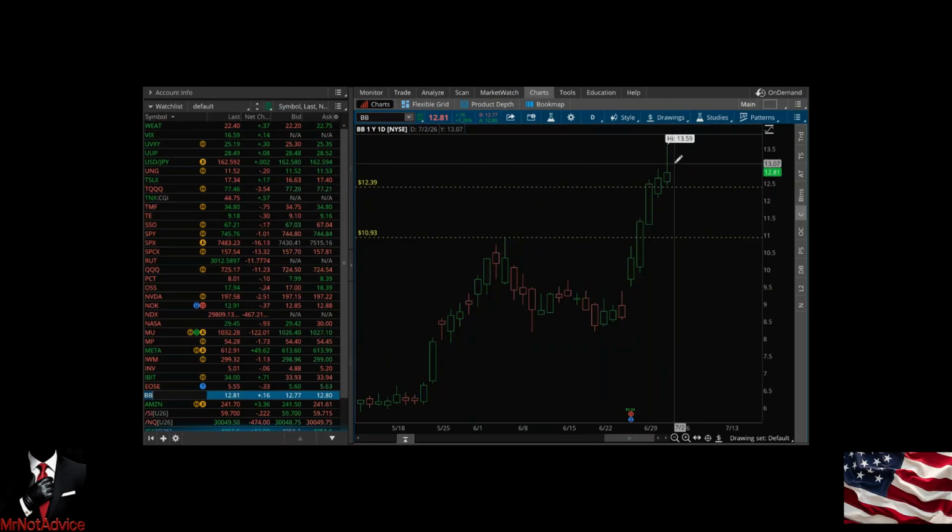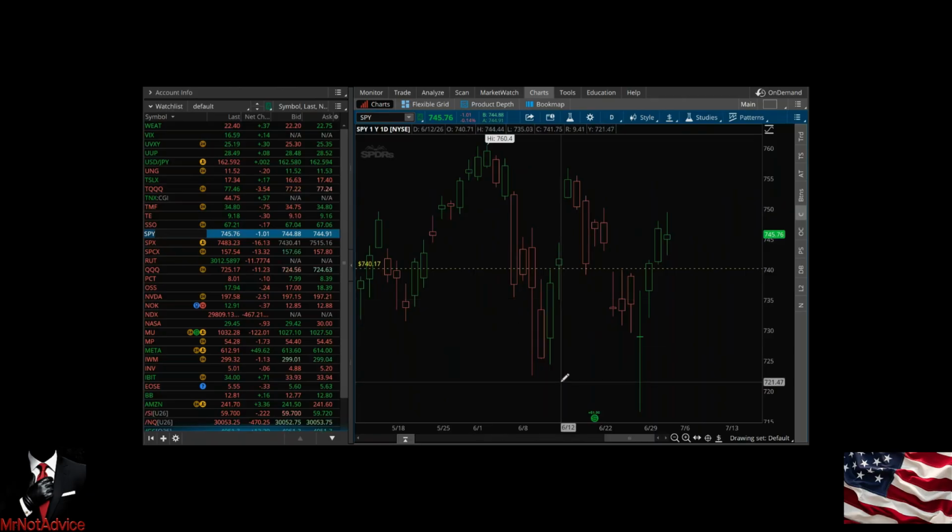Pretty easy to see. The Bears won that one. That's not a good candle. Let's look at the SPY today. The SPY was quite strong. That's day number 3 of higher high and higher low.